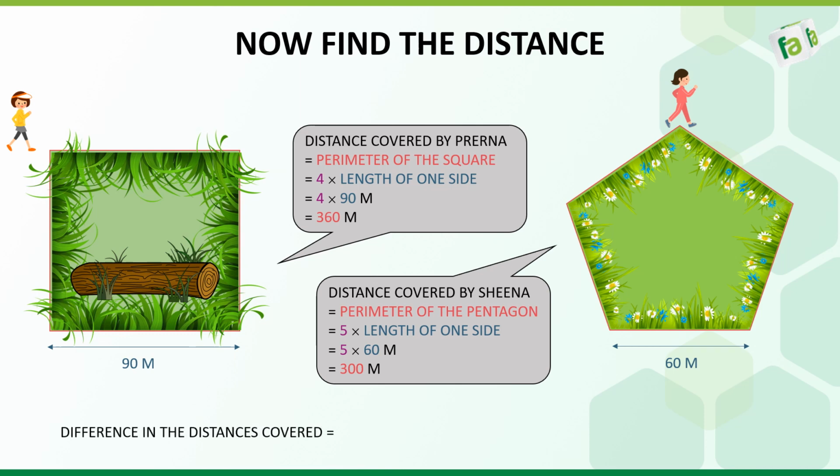Now, we have to find the difference in the distances covered. So, 360 meters minus 300 meters is equal to 60 meters. Therefore, Prerna covered more distance by 60 meters.